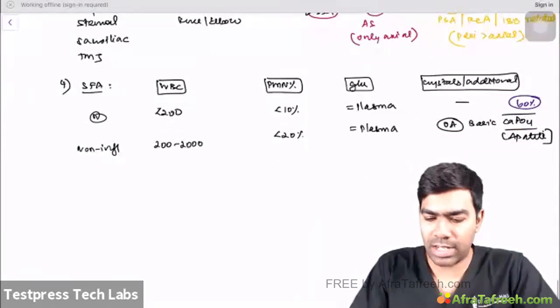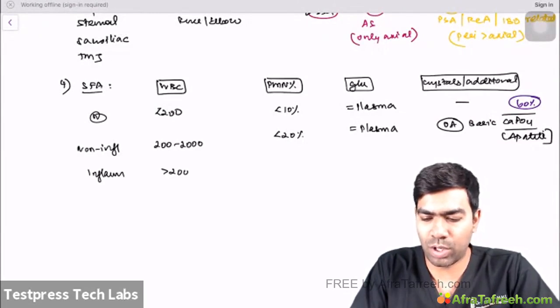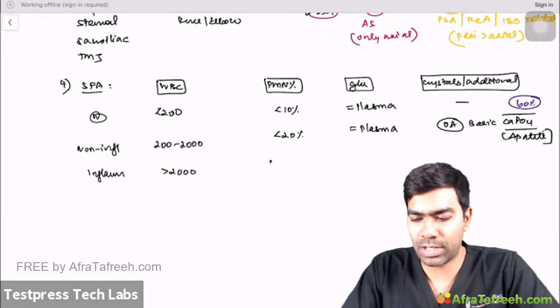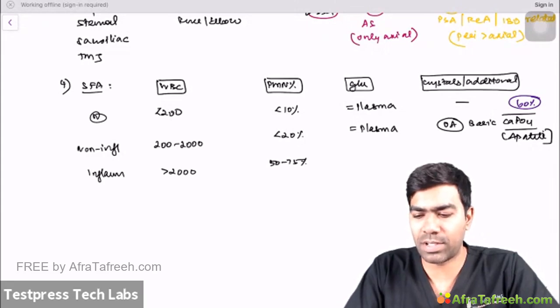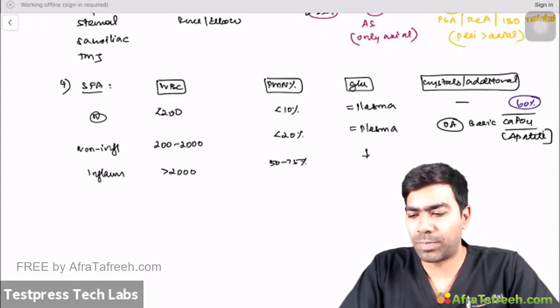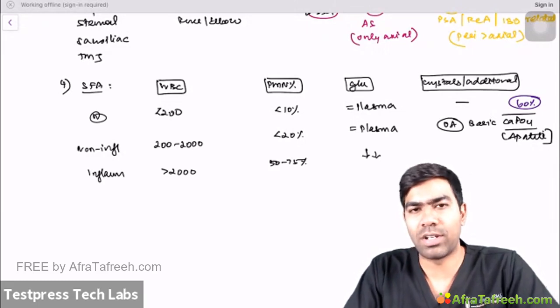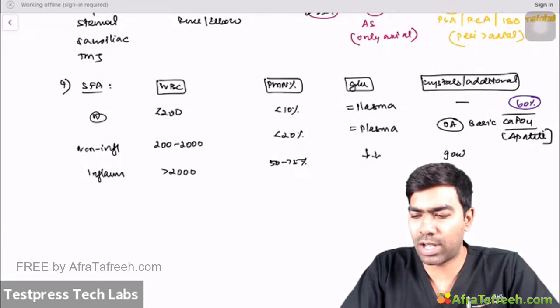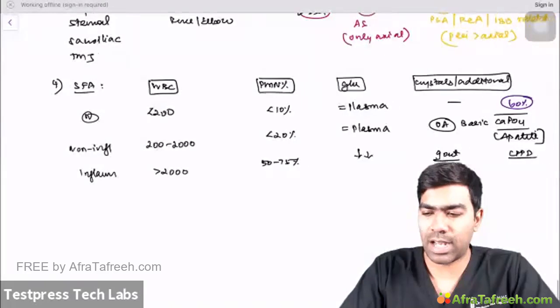And as far as the inflammatory fluid is concerned, we know it will be more than 2000 WBC count. And usually the neutrophil percentage will be in the range of 50 to 75%. And glucose will be very much reduced here. And crystals, only two areas you will be seeing crystals. One is gouty arthritis and second is pseudogout, that is CPPD arthritis, calcium pyrophosphate deposition.